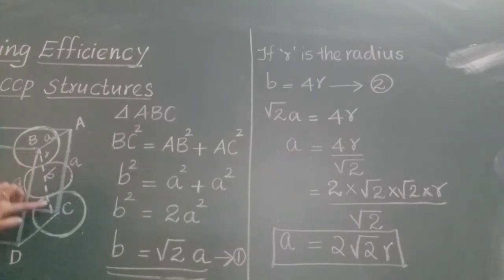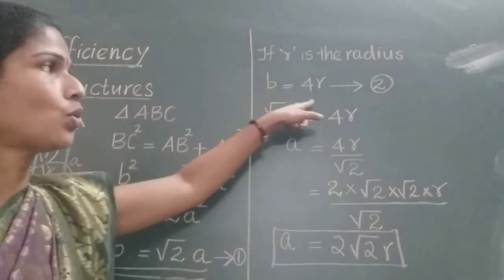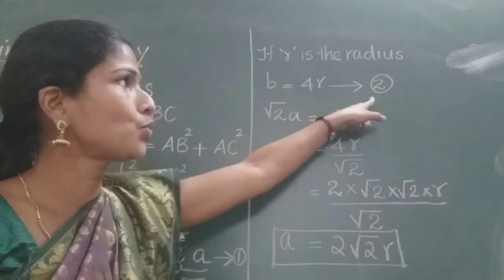Then we consider the face diagonal, small letter b here. Let us calculate the length of this b value. This is r, then this is the center, then this is r, another r, and this is also r. Then we calculate the length b: r plus 2r plus r, so b is equal to 4r from this figure. b is equal to 4r. This is taken as equation number 2.